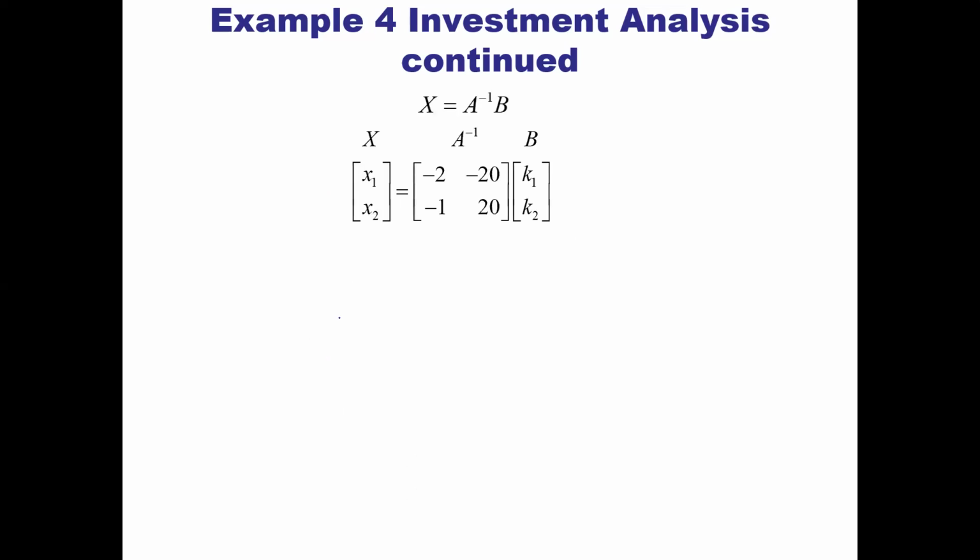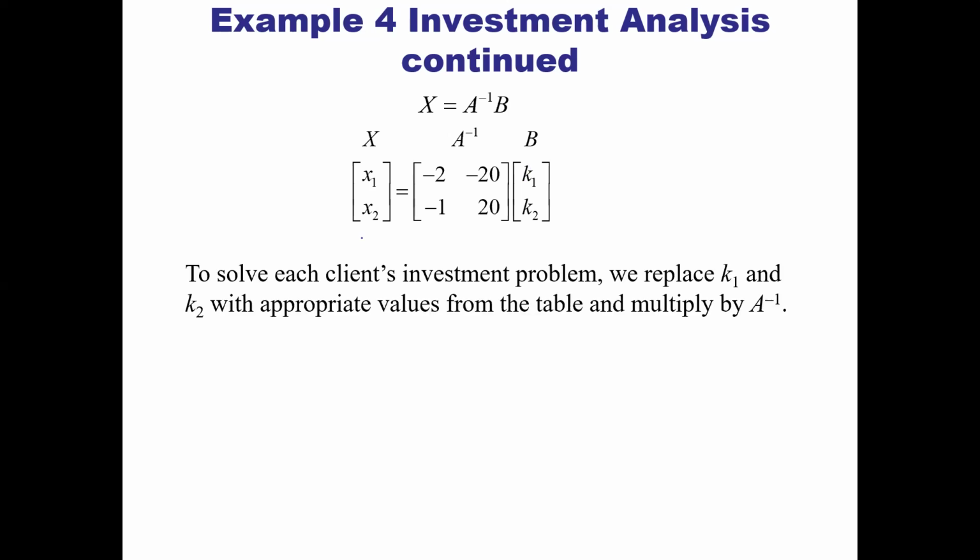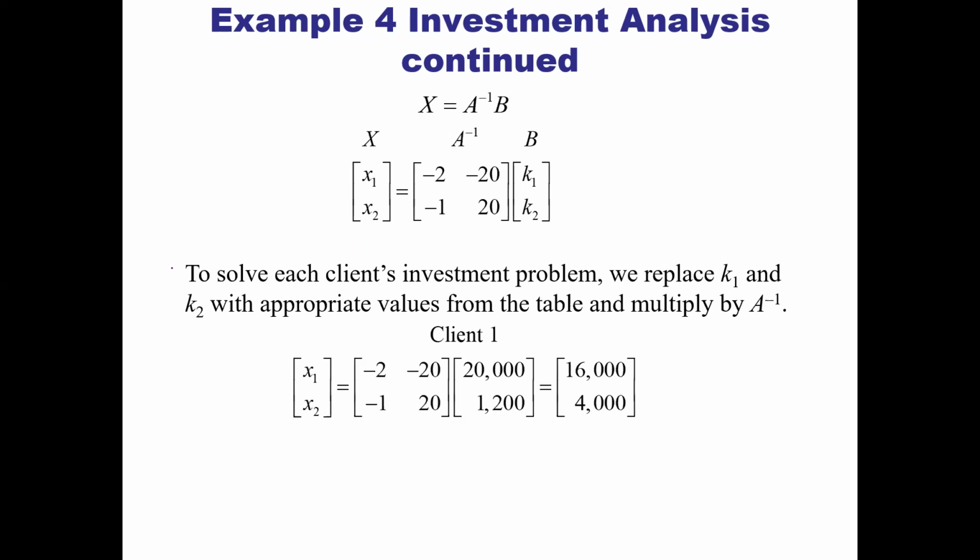And we get A inverse is this. Then we're going to take that times B, whatever the K1 and K2 are. And again, that's going to give us our X1 and X2. So now we're going to plug in each client's individual problem and go from there to solve for the X's after we've replaced the K1 and K2.